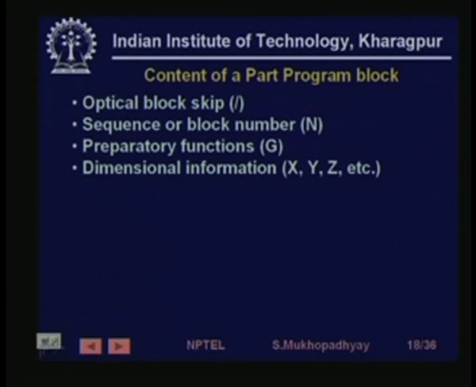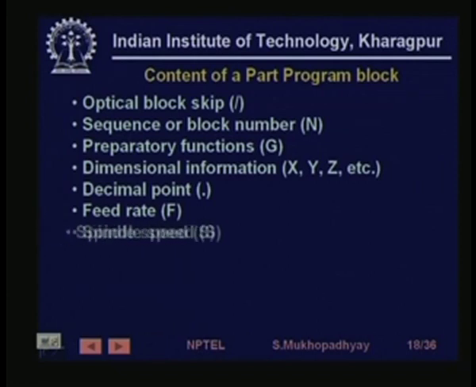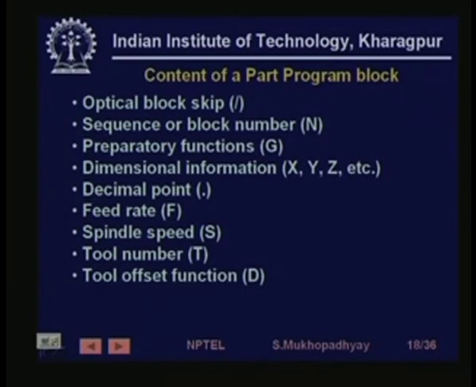Similarly, dimensional information is provided as in XYZ. Then you have to provide things like feed rate, spindle speed, tool number, because tools are uniquely identified by their number in a magazine. So if the machine has to select a particular tool, that tool number has to be given. Similarly, the tool offset function.